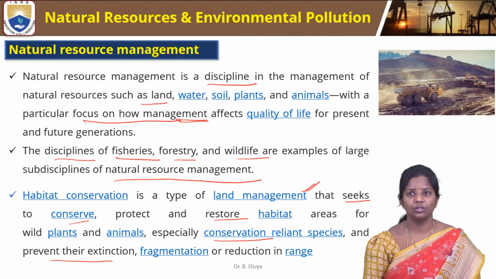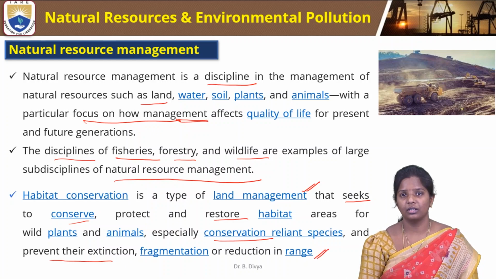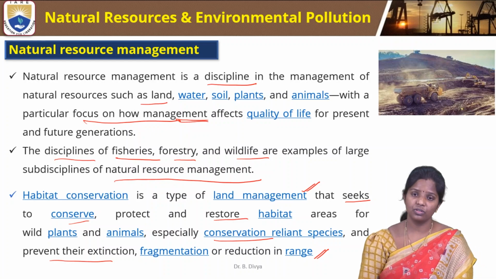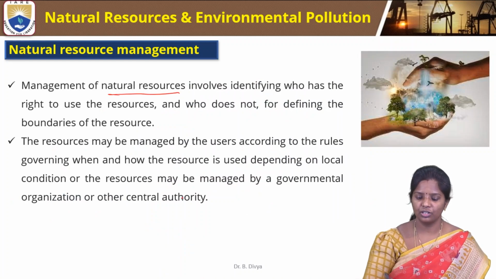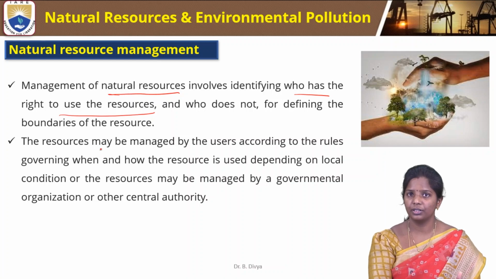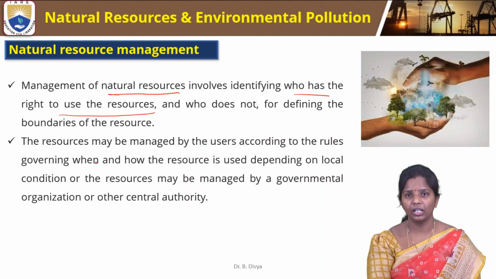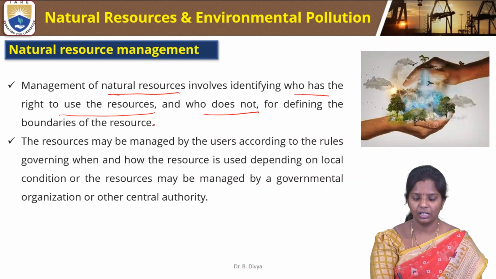So fragmentation and reduction in the range is very important. The number of the species will reduce. So it is important for us to manage the resources so that we use them for our purpose and also protect them. Management of these natural resources involves identifying who has the right to use the resources. So on ownership, we have seen that there are certain different ownerships that are given. It is also important who has the right to use, and who does not have the right to use, for defining the boundaries of these resources.